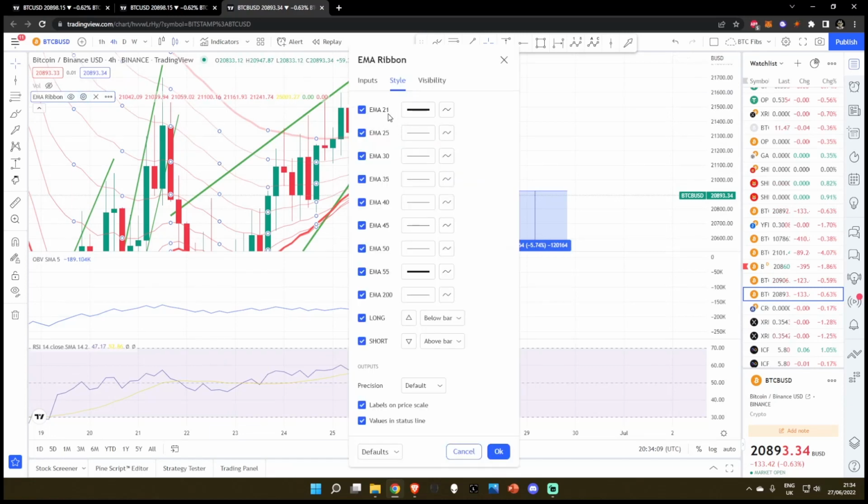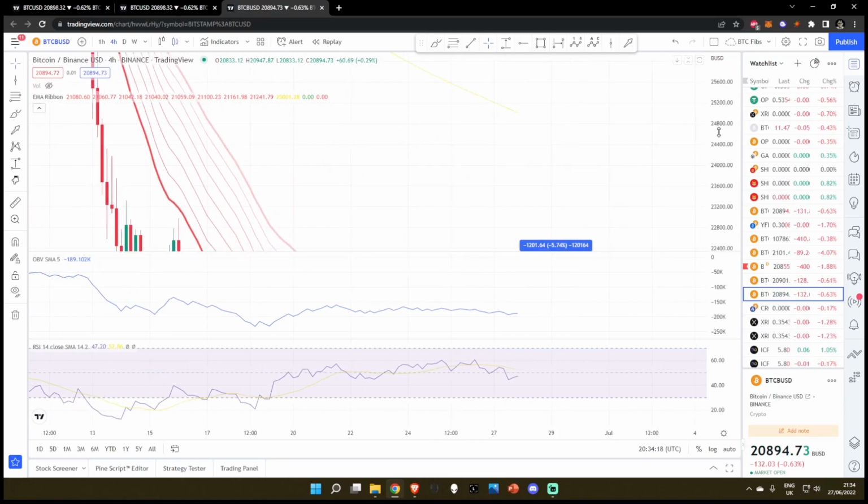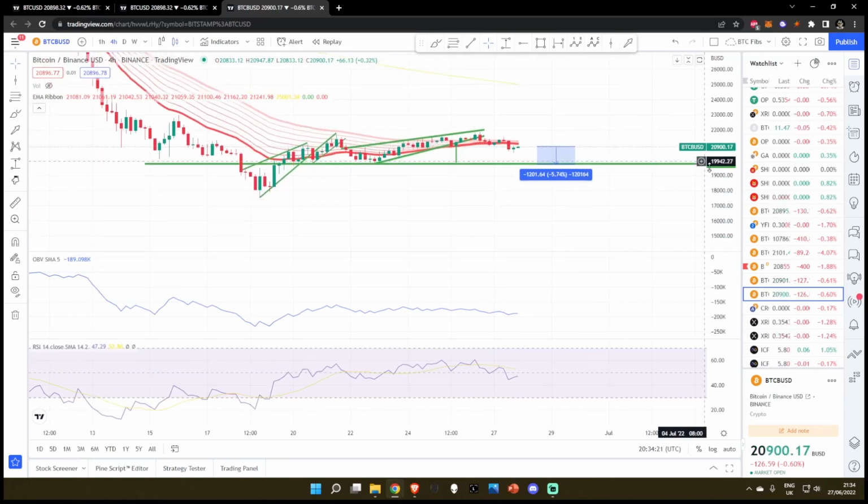I believe this is your 21 EMA. You've got your 21 EMA, which is your short-term moving average, and your long-term moving average, at least in these EMA ribbons, is the 55. You've got the 200, I believe that's miles away. Yeah, 200 is all the way up here at 25,000.